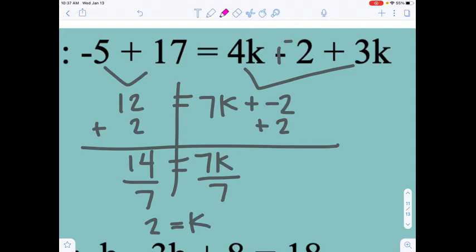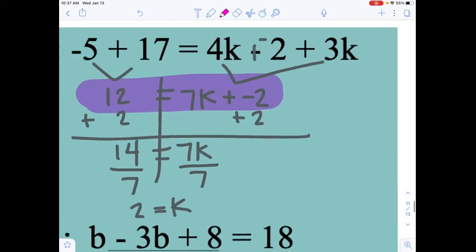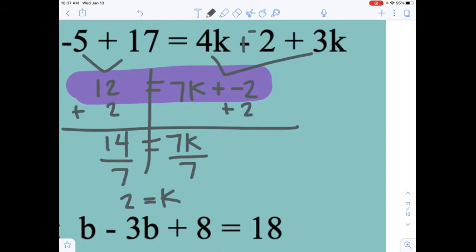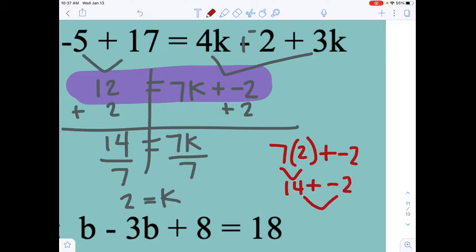Then we can go back up to this equation here and see if we get the same answer. So I'm going to plug in 2 for k. So I'm going to rewrite this as 7 times 2 plus -2. Well, 7 times 2 is 14 plus -2. They have different signs, so you subtract and you get 12. That's what we were going for. So our answer of 2 is correct.